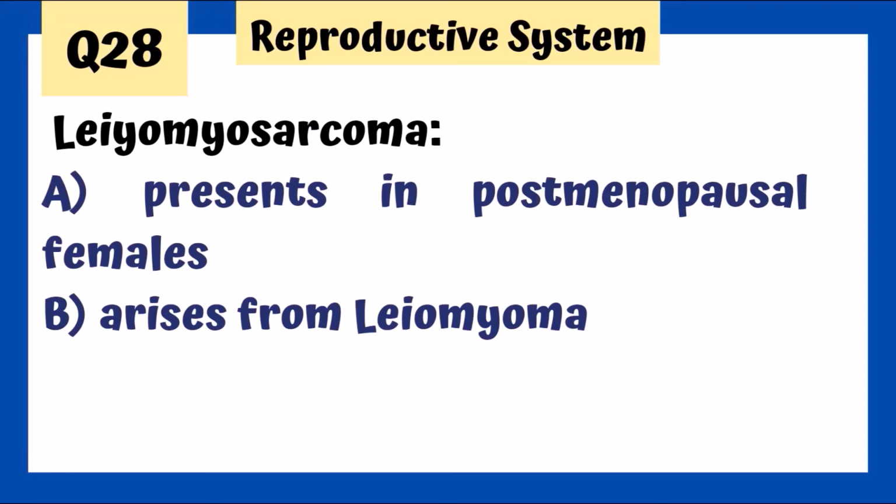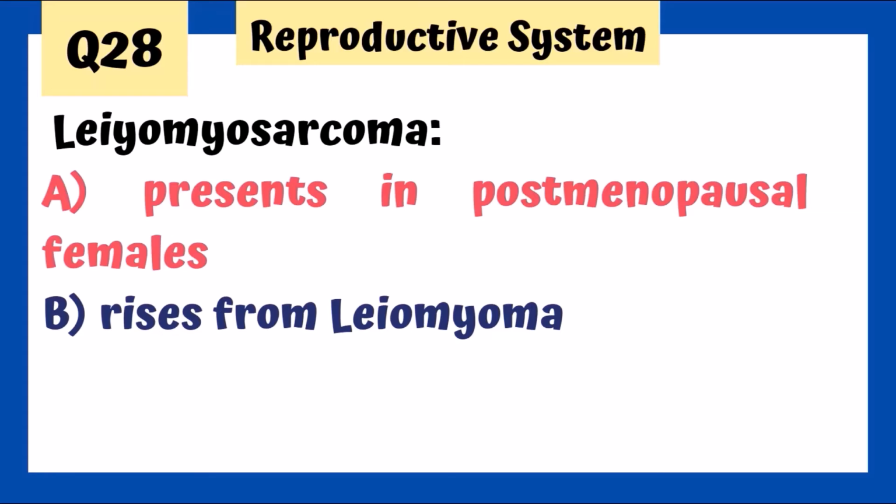Question 28. Leiomyosarcoma presents in postmenopausal females or arises from leiomyoma. As we mentioned, it generally does not arise from leiomyoma. It presents in postmenopausal females. And this is opposed to a leiomyoma, which generally doesn't occur after menopause because it's estrogen driven. It's generally before menopause, where there's more estrogen. Leiomyosarcoma presents generally in postmenopausal females.